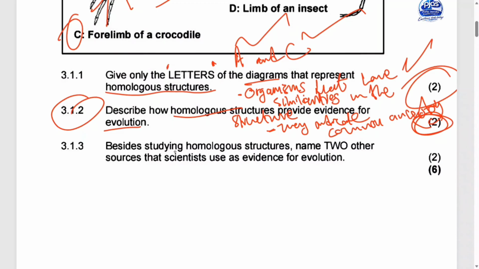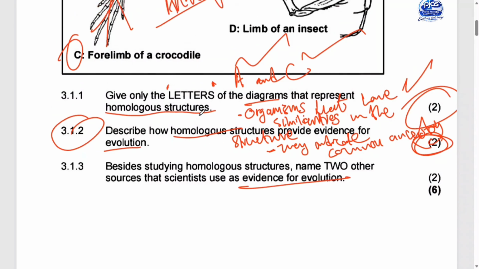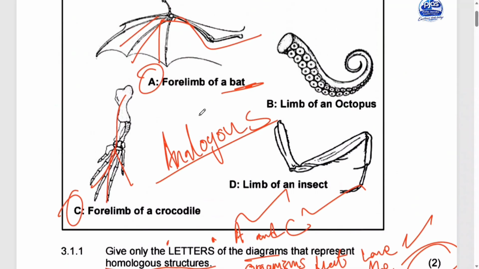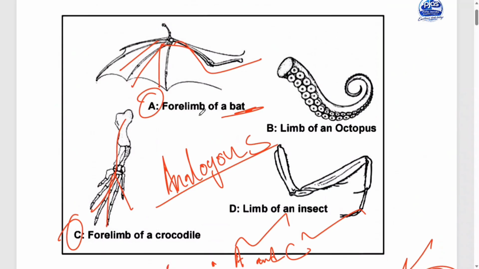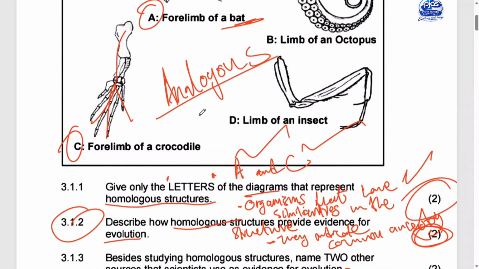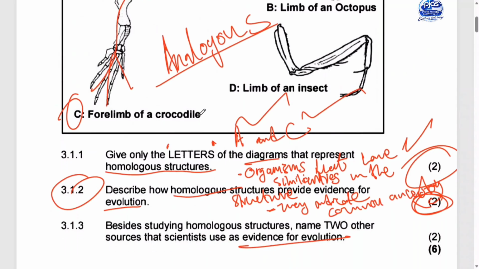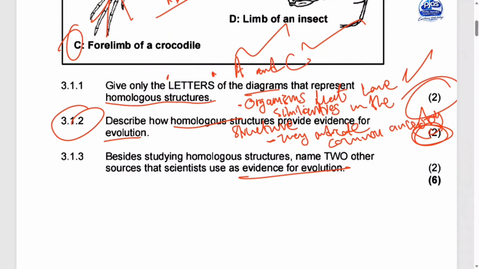Now they say, besides studying homologous structures, name 2 other sources that scientists use as evidence for evolution. Remember, good people, the evidence you can see here also supports the lineage of evolution. This is the modification by descent, whereby the structures tell us they come from a common ancestor and are related. So what you see here is modification by descent.